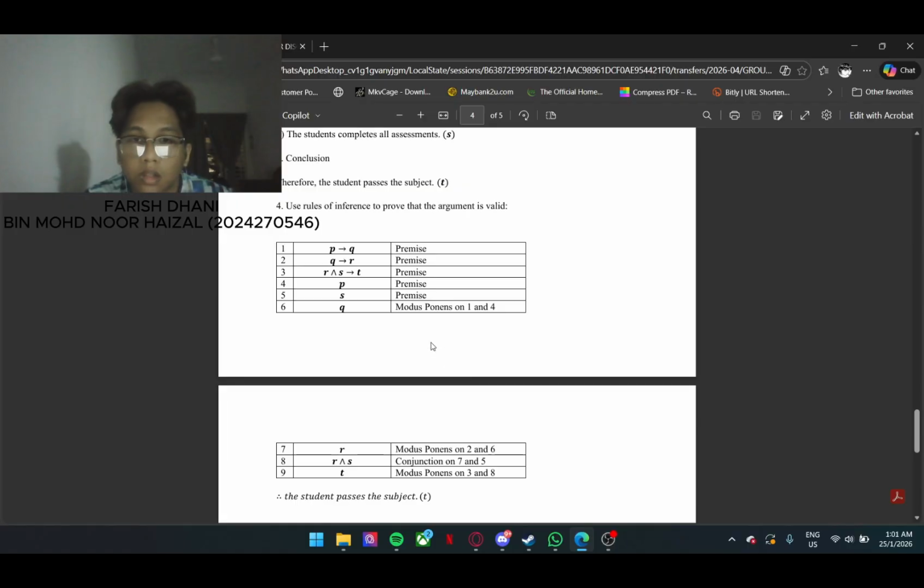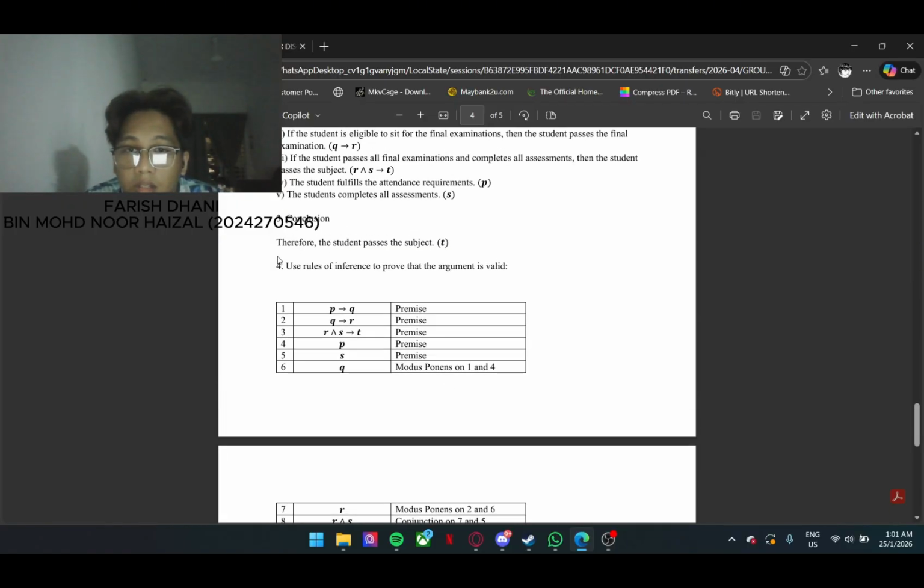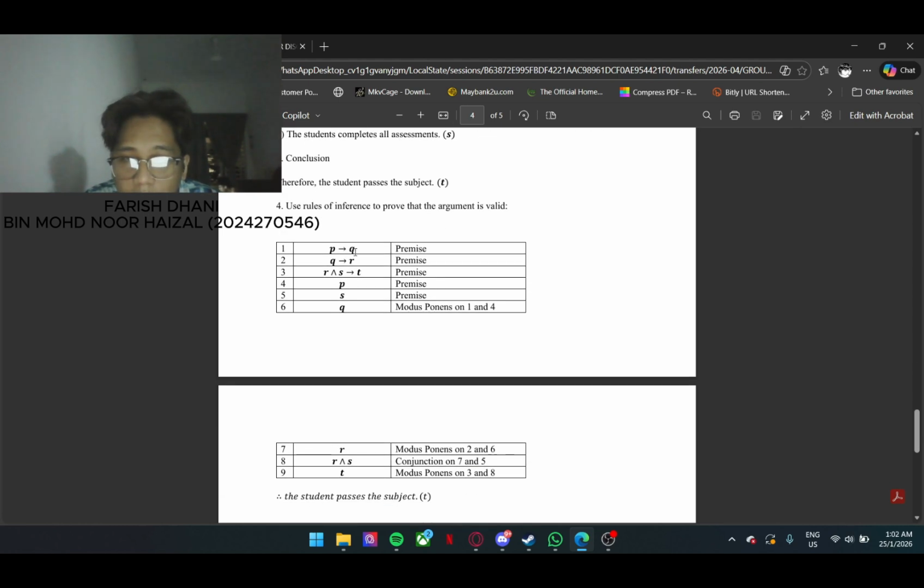Assalamualaikum everyone. So I'm going to be explaining how to prove that the argument is valid by using the rules of inference. First we have premise 1, premise 2, premise 3, premise 4, and premise 5. Premise number 1 we have if P then Q. Premise number 2 we have if Q then R. And then if R and S then T. Then we have P and S.